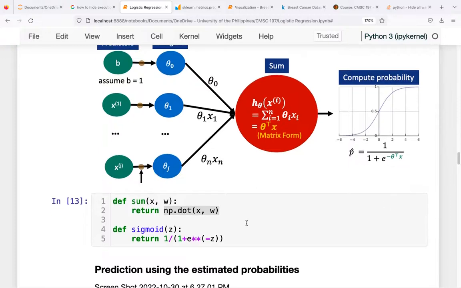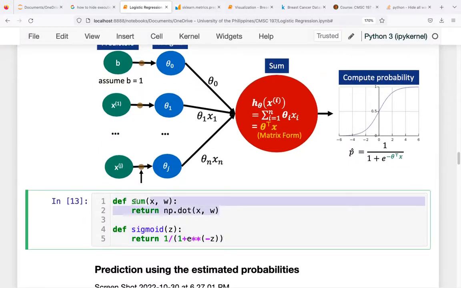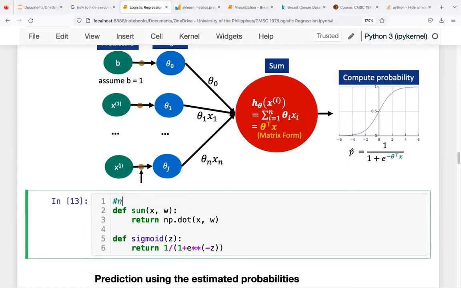Okay, so implementing this in Python is pretty much straightforward. So first is this sum, and we can do that by the dot product of x and w, or this is just the weight, or the theta. Okay, so note, weight is simply the theta. Okay, now the sigmoid on the other hand is 1 over 1 plus e raised to negative z. So z in this case is the weighted sum.